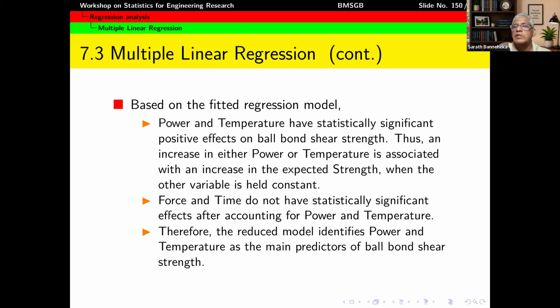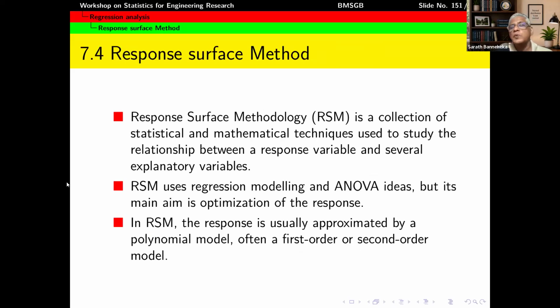So that will conclude this example on multiple linear regression. I will do one more video explaining the response surface method, because that is also a method that I have seen used in research papers, particularly in engineering research papers. So that will be included in the next video.